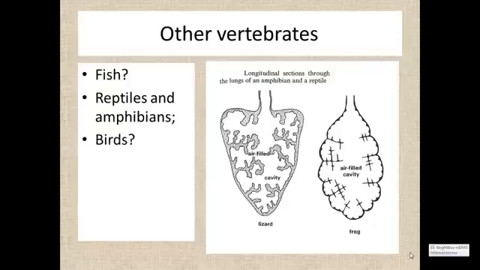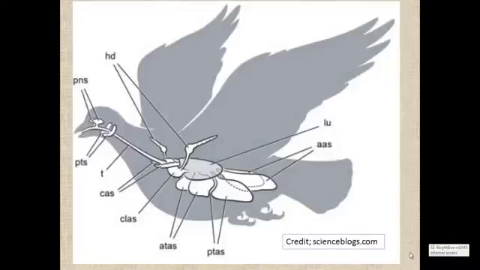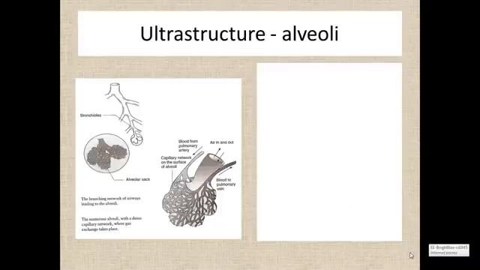Birds, we can draw a contrast with birds because birds, they are even more complicated than we are. They've got various different lobes all over the place, and we're not going to worry about them too much other than to say, well done birds, you've got fabulous lungs. Let's look at the ultrastructure.